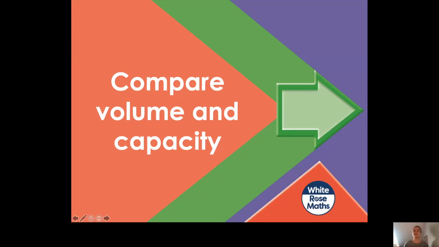Now in today's lesson we are going to be using our knowledge of both volume and capacity to help us to compare different volumes and different capacities. Now can anybody remember what the two words volume and capacity mean?